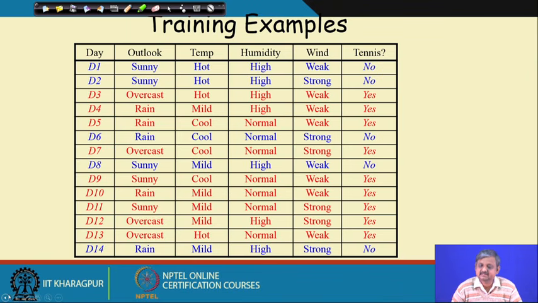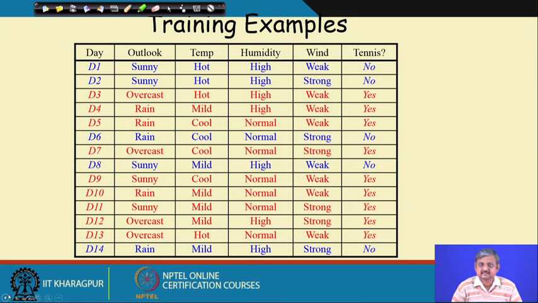So, the last column that you see, tennis question mark, is actually the class level of the day. So, I have two possible class levels, yes and no, binary classification.